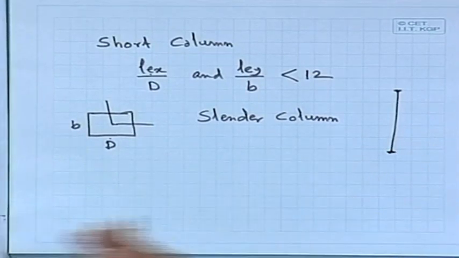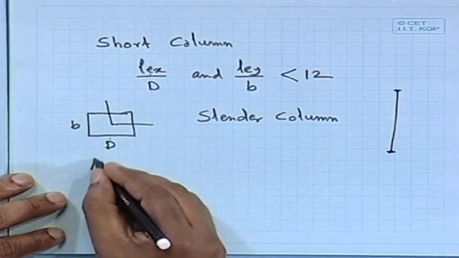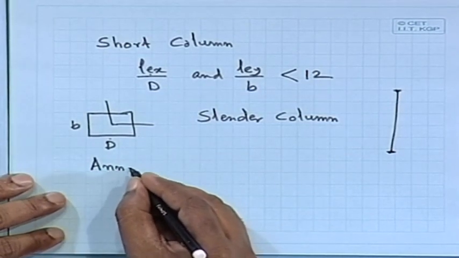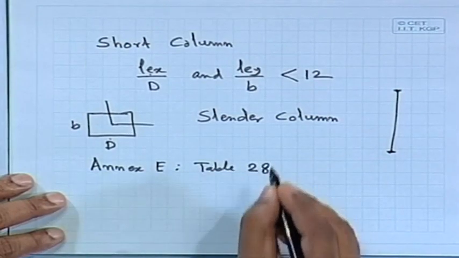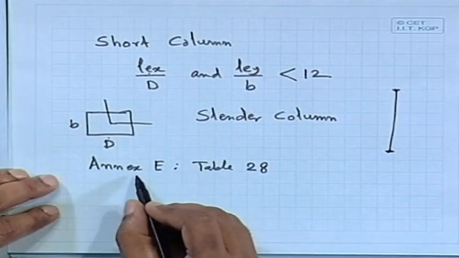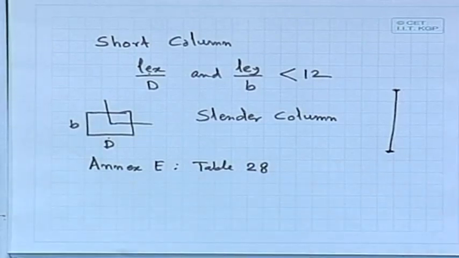We can get this one in IS 456 Annex E. We shall take care of this one. So, Annex E, table 28. Annex E table 28 that we have, and how many different cases does it say? It says 1, 2, 3, 4, 5, 6, 7. There are 7 cases.